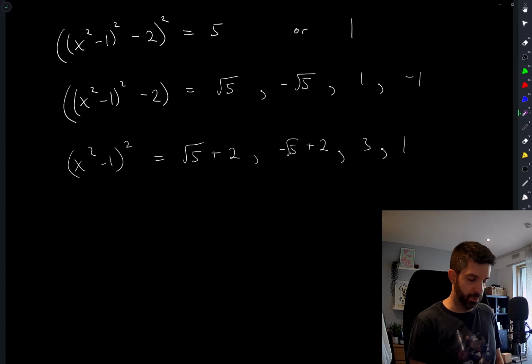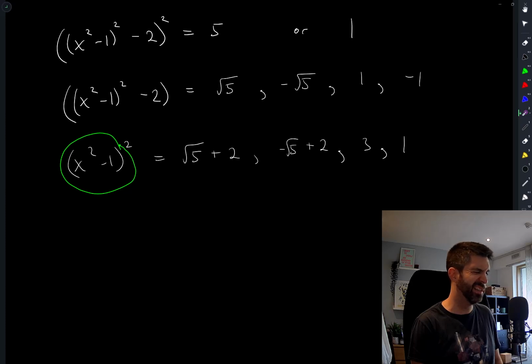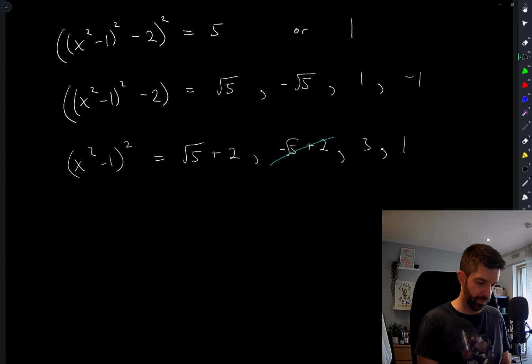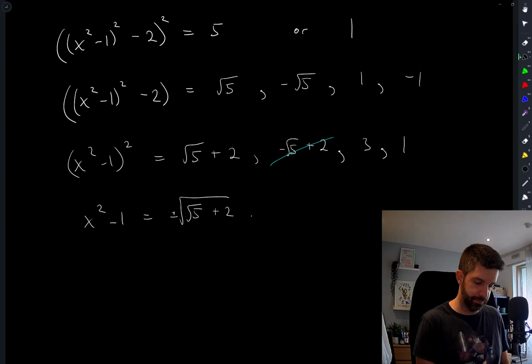It means this is purely imaginary. Take something purely imaginary, add 1, and take a square root. I'm not going to get something real. So now we can cross that off. And we're left with x squared minus 1 is equal to plus or minus the square root of root 5 plus 2, or plus or minus root 3, plus or minus 1.